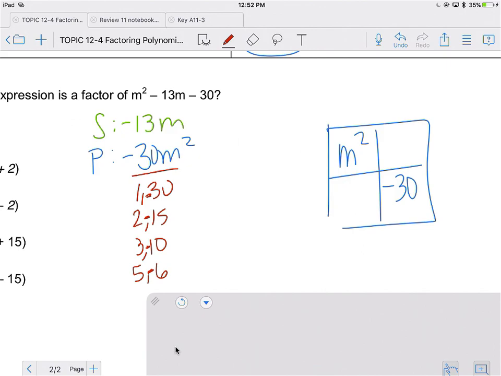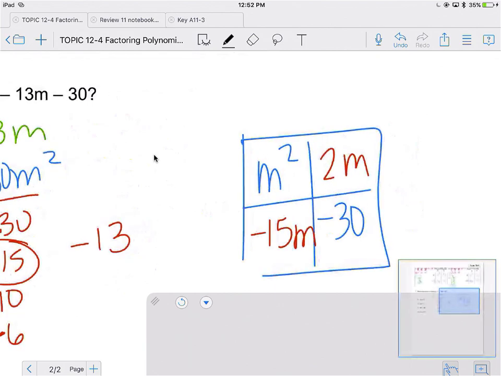So 1 plus negative 30 is negative 29. 2 plus negative 15 is a negative 13. 3 plus negative 10 is a positive 7. So again, be very careful here. If you made both of these negative, they would add to a negative 13, but they would not multiply to a negative. So my factors are 2m and negative 15m.